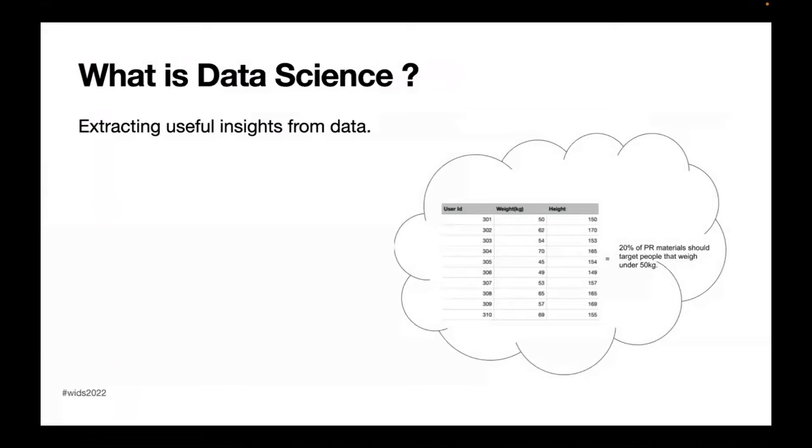Okay, so what is data science? It is basically extracting useful insights from data. Like the example I have here, where I have a table that has just numbers, then bringing out this text from it: 20% of PR material should target people that weigh under 50 kg. That is just an example of what we do with data science, or what you can do, transforming rows of numbers or text into something that is meaningful and can potentially improve business and lives, whatever field of data science you are in.